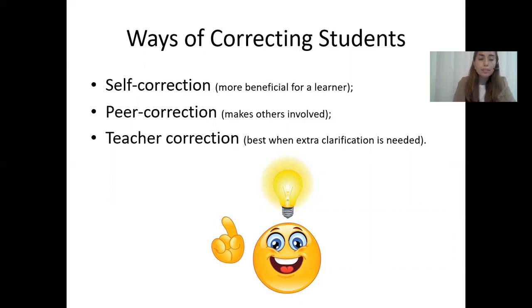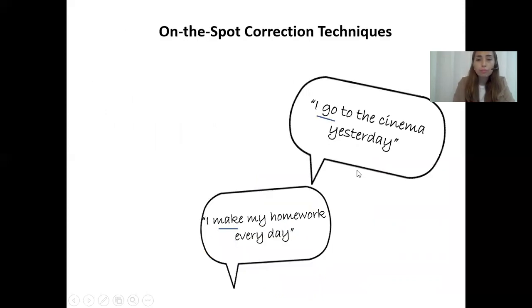Of course, ideally, teachers should guide students and help them to correct themselves. This way is more beneficial for learners. It affects their self-esteem, their confidence, and of course their understanding of specific language or vocabulary. And today I would like to tell you about main correction techniques that I use in my lessons. I decided to choose two types of common mistakes that students make in speech.